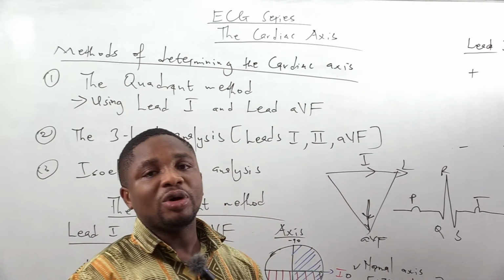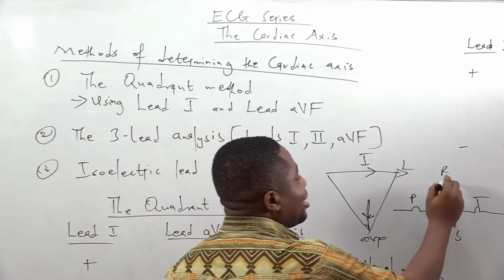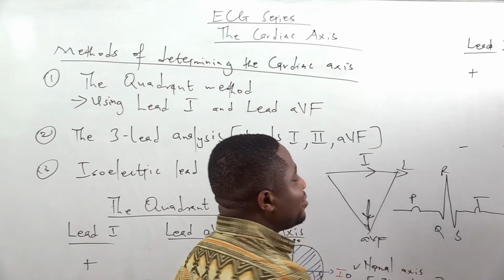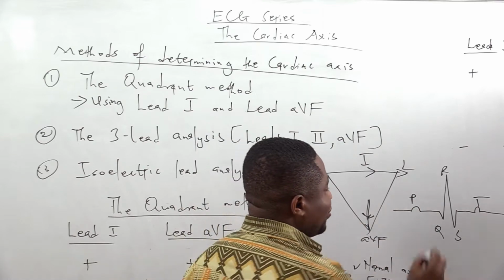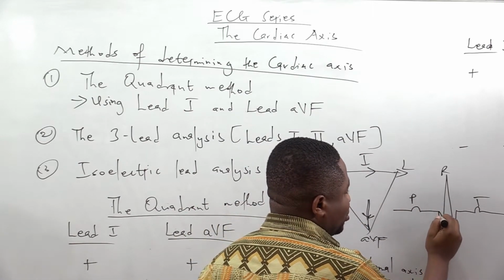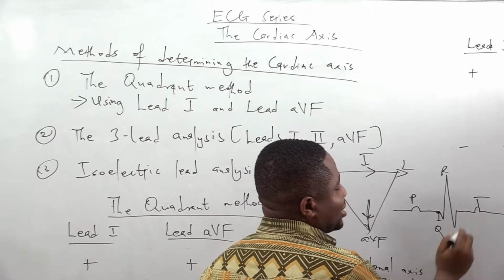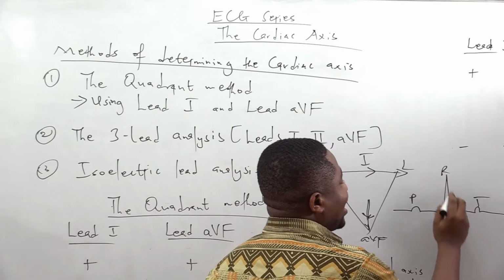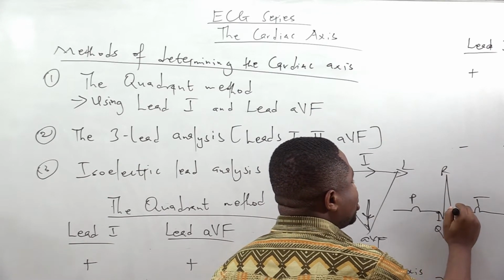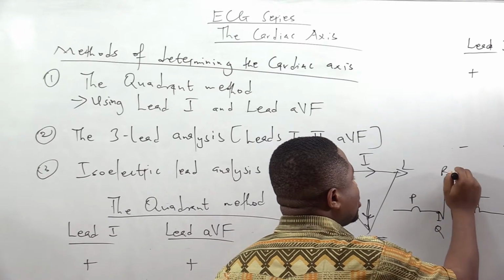If I say QRS charge, it means that you should find the amplitude of each of the waves of the QRS complex. So if you look at Q, the amplitude will be from here to here. S, the amplitude will be from here to here. And R, the amplitude should be from here to here.